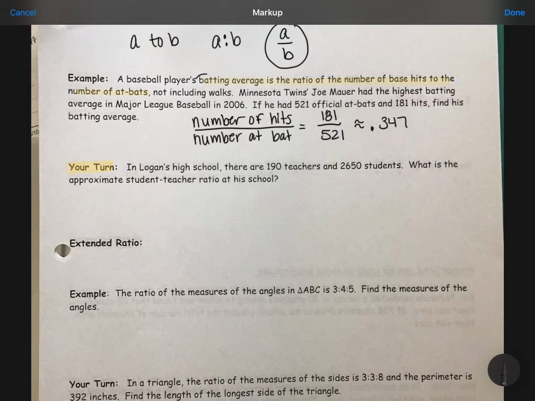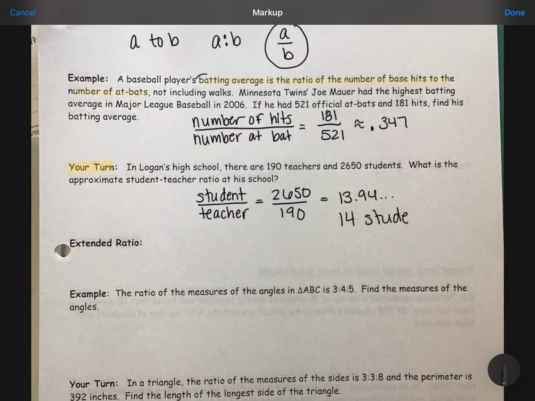So in here, we want to know what is the student to teacher ratio at the school. So you want to do your students, compare that to the number of teachers at the school. So the number of students would go on top, and the number of teachers would go on the bottom. And if you can reduce that, you would. And you should have gotten 13.94, and so on. But we can't have parts of students, so we would say about 14 students per teacher, which is pretty small class sizes.